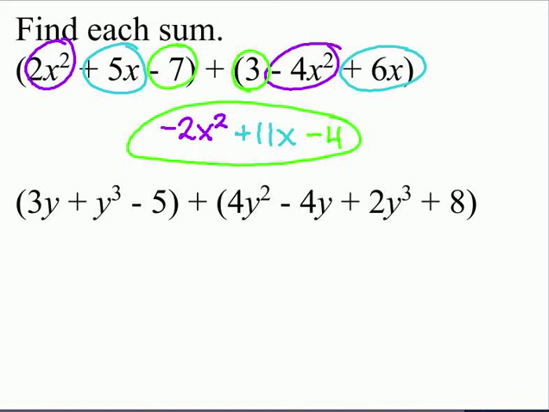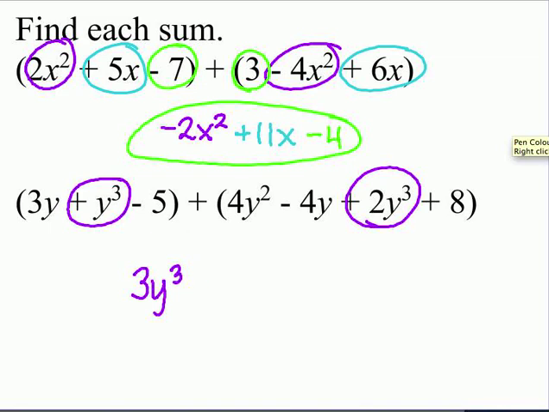So now on this next one, you need to identify the highest power. So what is your highest power? The y to the third. Is there another y to the third? Yep. And what do you get? 3y to the third. Okay. What's your next highest power? The y to the second. Is there another one? No, so I'm just going to write plus 4y to the second.